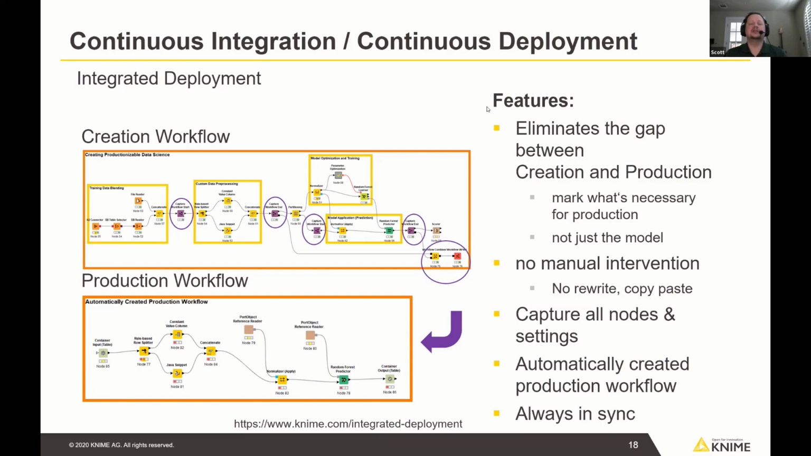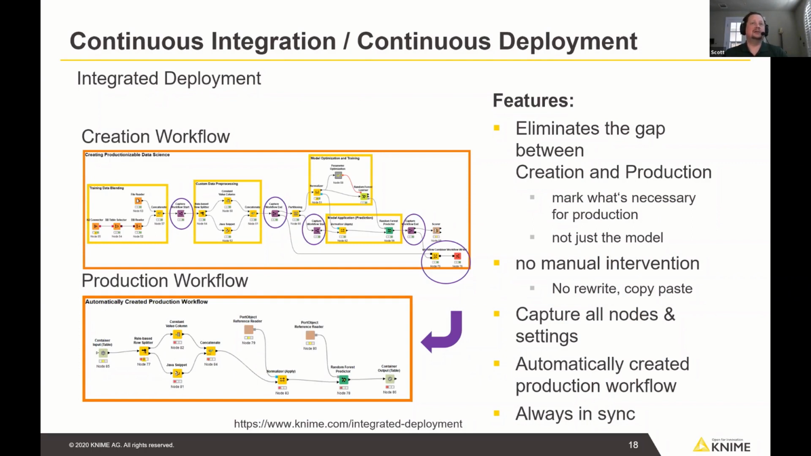Because we're generating this second workflow automatically, there's no manual intervention. I don't have to copy and paste nodes from one workflow to another. I don't have to move data around manually or introduce any of these potential pain points or sources of error along the way. I'm doing this in an automated fashion. When I capture these nodes here to put them into my production workflow, all of the settings are automatically being captured as well, so I don't have to go in and reconfigure everything. It's always going to be in sync, is the point.